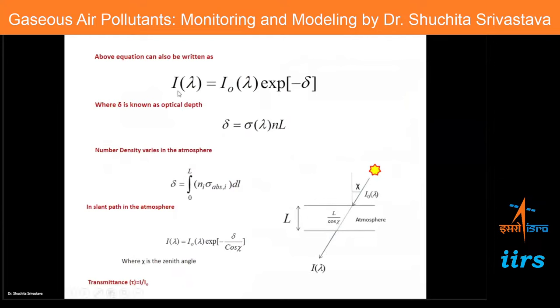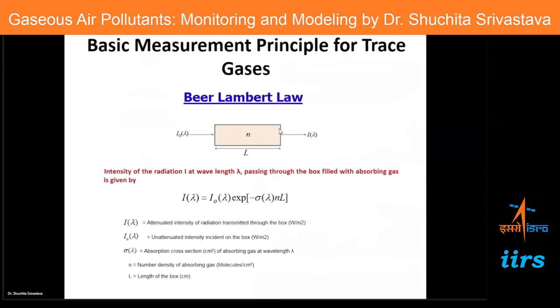The above equation can be written as I lambda is equal to I0 lambda exponential minus delta, where delta is called the optical depth, and it is equal to sigma n L. Now, this is a specific case where we have shown the laboratory experiment. So in a laboratory, you can fill a box with only one particular gas, and the number density will not change from one end to the other.